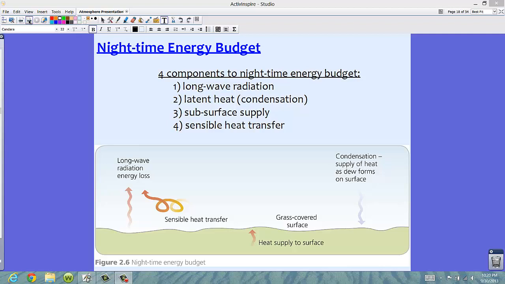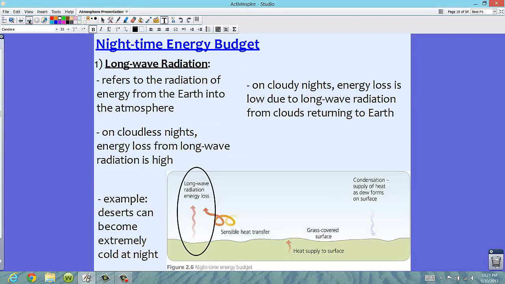So the 4 components to the nighttime energy budget include long wave radiation, latent heat in the form of condensation, subsurface supply, and sensible heat transfer. So let's take a look at each individual component. The first one, long wave radiation. Now this is something we saw in the daytime energy budget. The same thing happens at night.